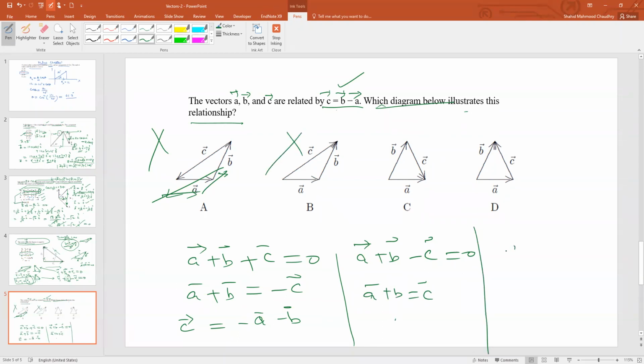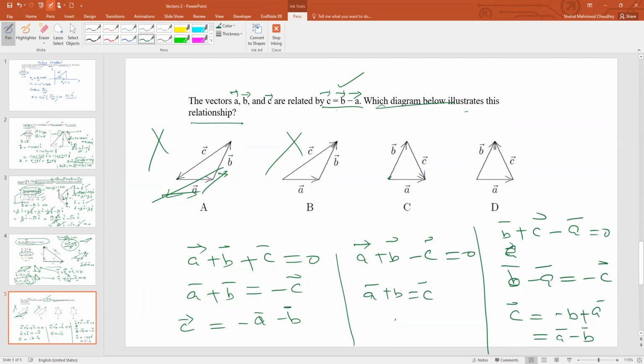Okay. I'm starting from here. B plus C and minus A equal to 0. Yes. And B minus A is equal to minus C. B minus A is equal to minus C. So C will be what? Minus B plus A. So it means it is A minus B. A minus B. But our answer is B minus A. So this one is wrong. Understand or not?